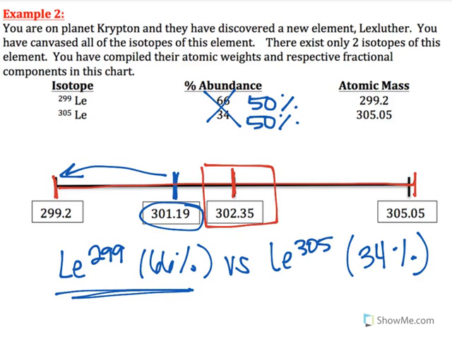But now that we've gone over how to solve the average atomic weight on a different planet, next we'll go through how to work out a problem to find each isotope's atomic weight, or one of the isotopes' atomic weight, in the next example, example 3.